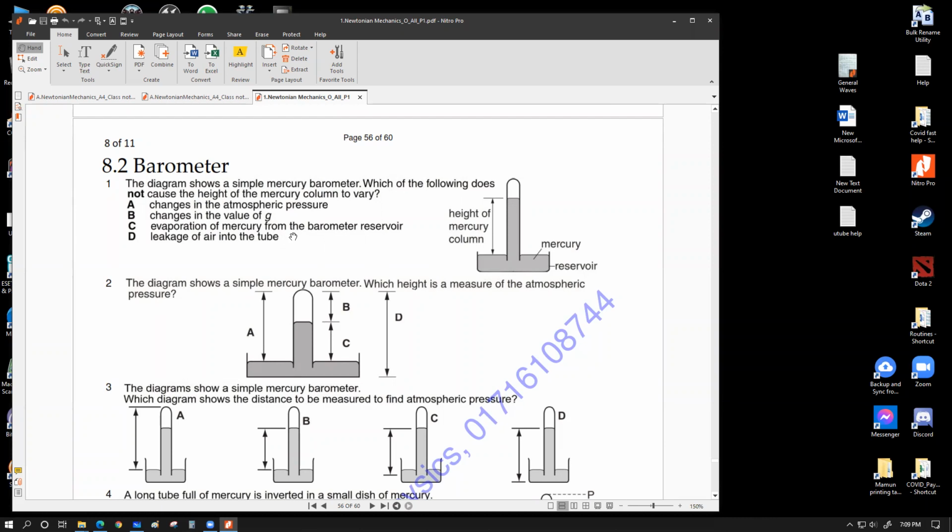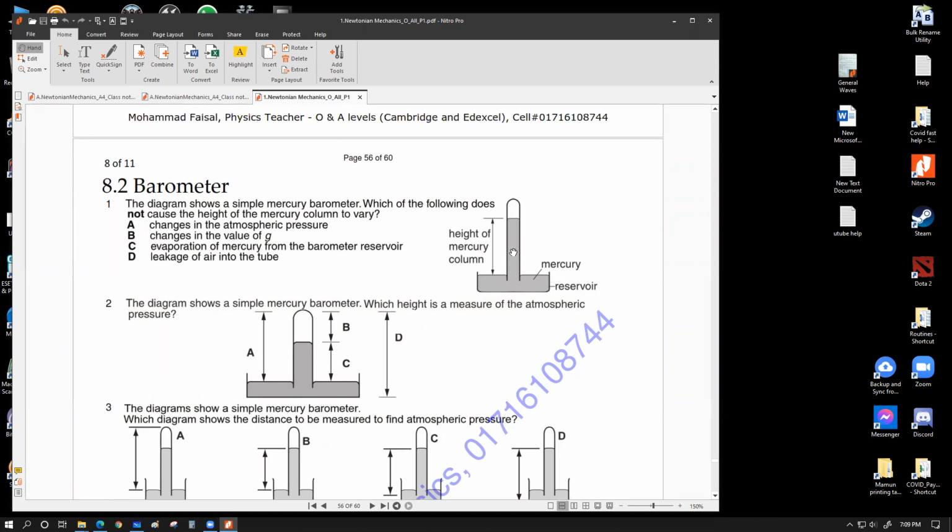Leakage of air into the tube will cause a change, because if we have some leakage of air into the tube somehow, let's say because of mishandling or some mechanism, and some air enters here, then the pressure at this point is no longer effectively zero. The pressure inside this location will not be zero anymore, which means it would be something bigger than zero obviously. So the height of the mercury column would be lower than what it is supposed to be. So D also affects the height, C does not affect, B affects, A also affects. So C is the correct response for this question. Understood? Yes, sir.